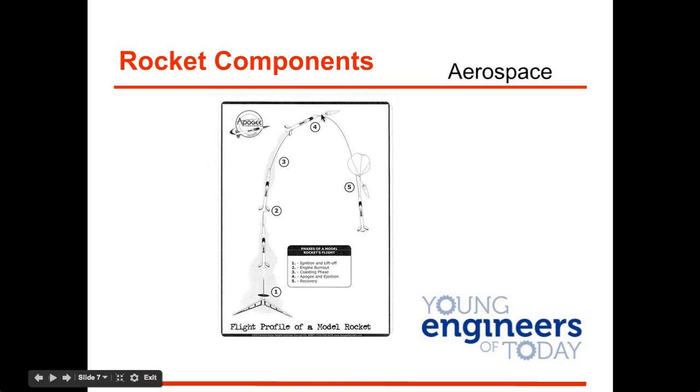Up at this top level, that nose cone is ejected. There's a little spark left in your engine, and that pops it off, and your parachute will pop out. And that's the ejection and then the recovery.